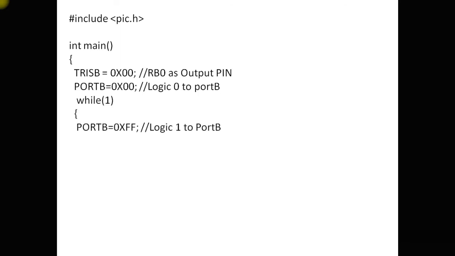Then we have to send logic 1 to all the port B pins. So PORTB is equal to 0xFF. Now all the port pins deliver logic 1 from the corresponding port B pins of the microcontroller. Then we add some on delay. Then we turn off the LED by sending logic 0 to port B. So PORTB is equal to 0x00. Now my microcontroller delivers logic 0 to the port B pins. Then off delay. Then close your application with the corresponding closing braces.